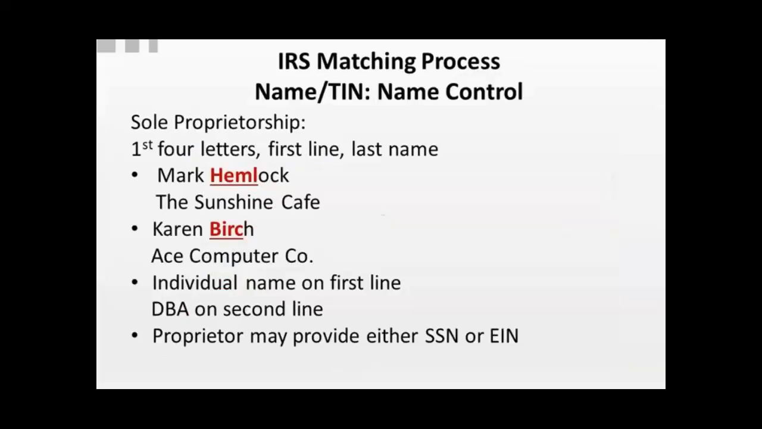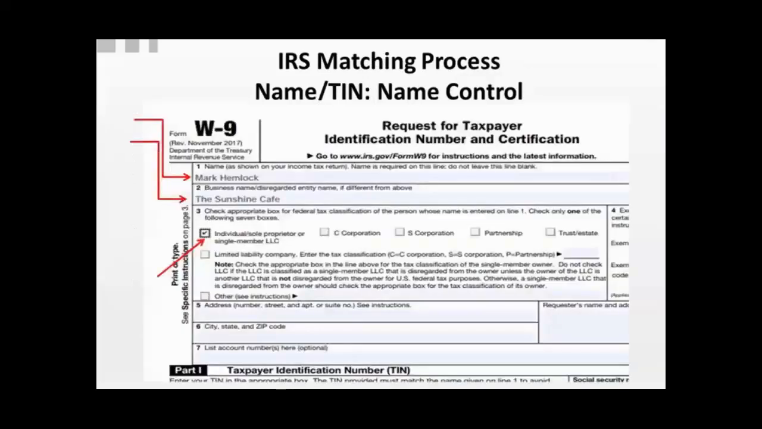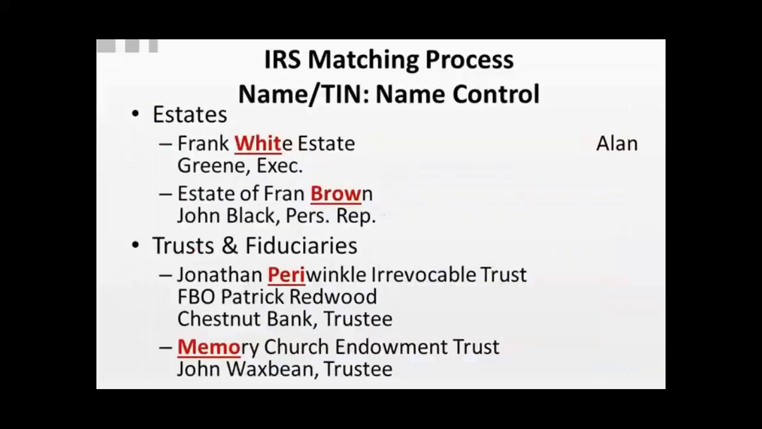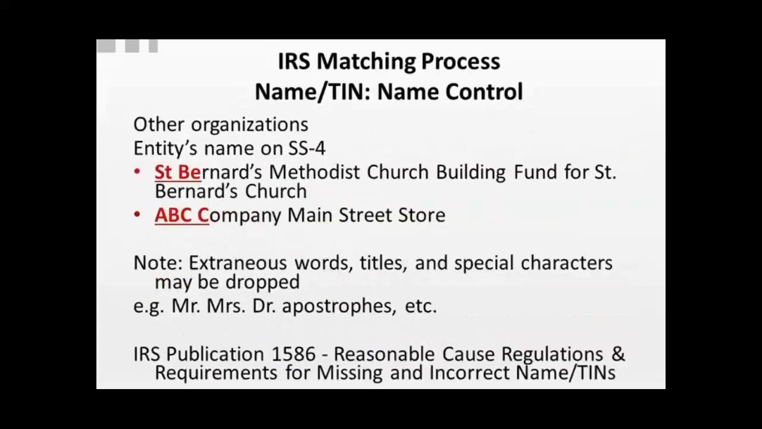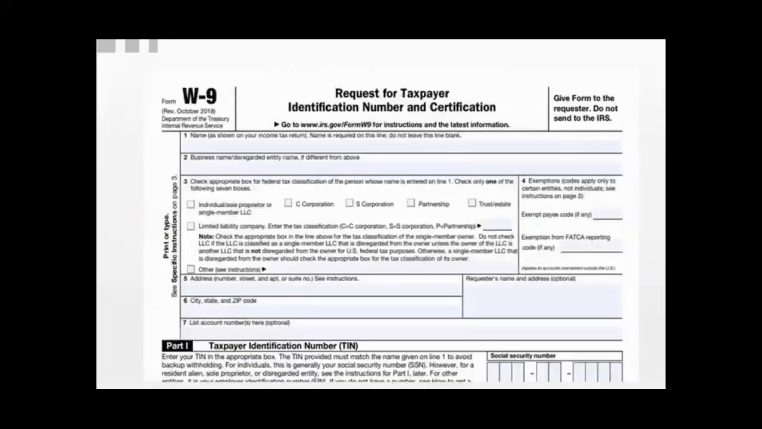And so Mark Hemlock's W-9 is going to look like this. Mark Hemlock, Sunshine Cafe, checks the individual sole proprietor. You're going to issue the 1099 to Mark Hemlock. You might be writing checks to the Sunshine Cafe. Other entities have slightly different rules depending on what kind of entity it is and how that's handled, and that's covered pretty much in the handout that I provided for you. The 1586 has some information, and also that one on verification does.